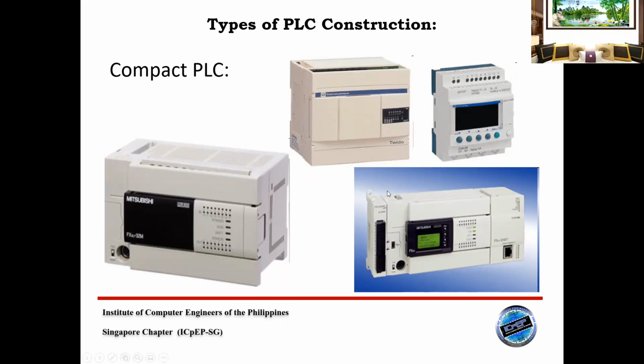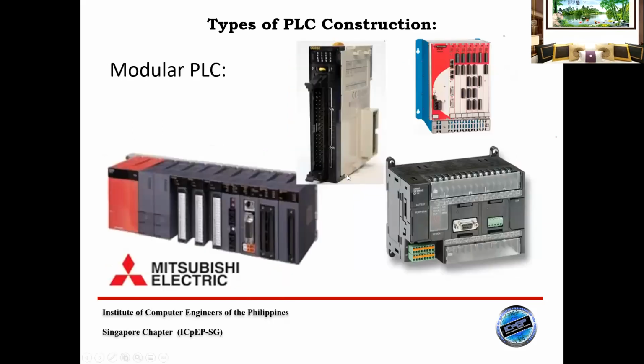So next we have the modular PLC. This modular PLC is a system that can be slotted together, so it can be combined. The basic module contains the power supply, which is this one. If you can see my cursor, power supply. This one is the main module, or the central processing unit.